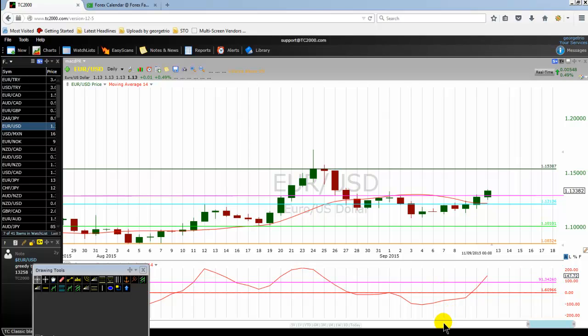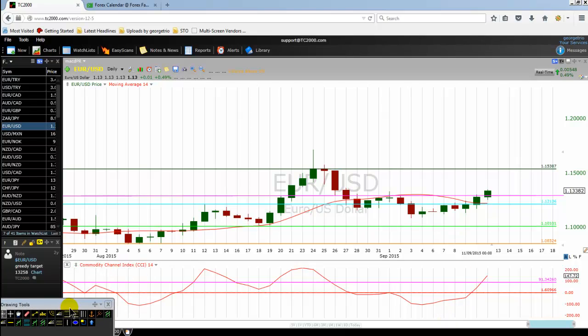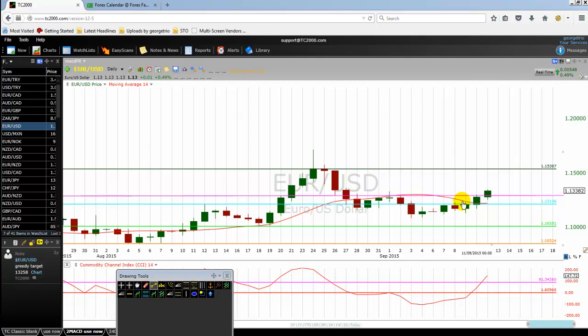Now, how do we interpret that? When the CCI deviates from the central line, it's telling us that the price should also deviate from the moving average period 14. So when the CCI period 14 deviates from the central line, it signifies that the price should also deviate from the moving average period 14. But look on my chart, the price did not deviate from the moving average 14. It didn't move too far away from the red line here. But the CCI did move far away from the zero line, and it's also above the level of 100.